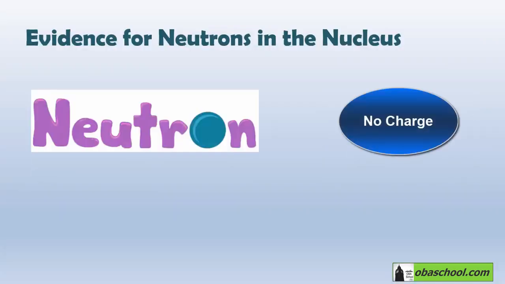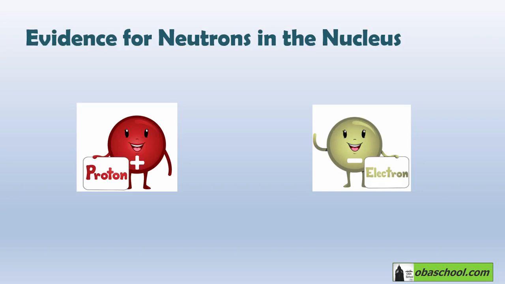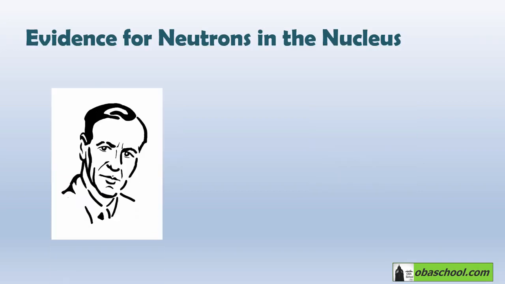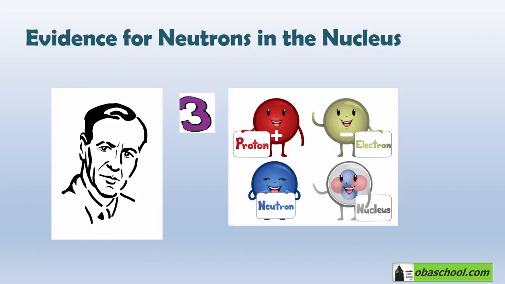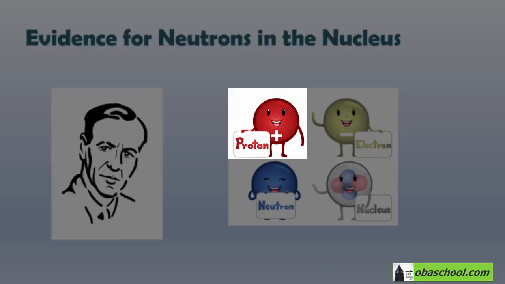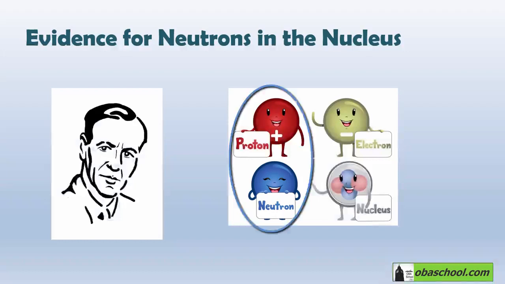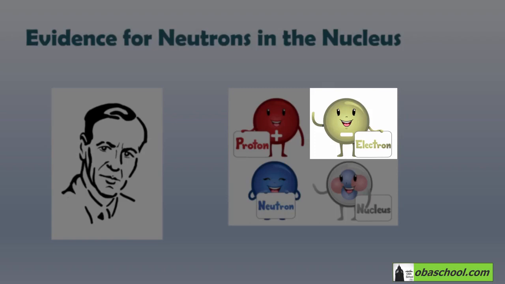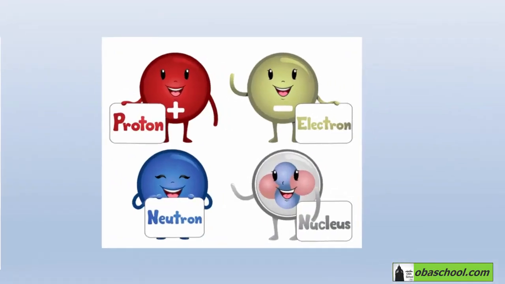Because these neutrons have no charge, it was very difficult to detect them in experiments, unlike protons and electrons, and it wasn't until 1932 when James Chadwick did an experiment that could only be explained by the existence of neutrons, and then the three fundamental subatomic particles of the atom were known. So we have the proton, the electron, and the neutron. Protons and neutrons are inside the nucleus, whereas electrons are orbiting the nucleus in energy levels. Protons hold a positive charge, electrons hold a negative charge, while neutrons have no charge at all.